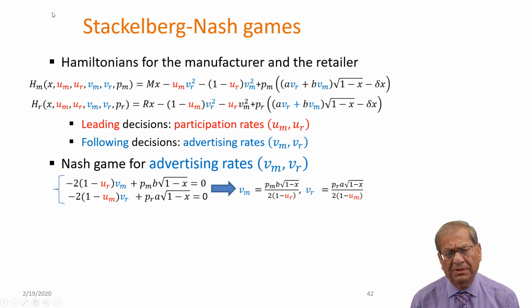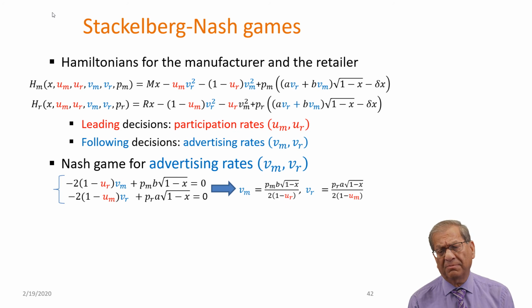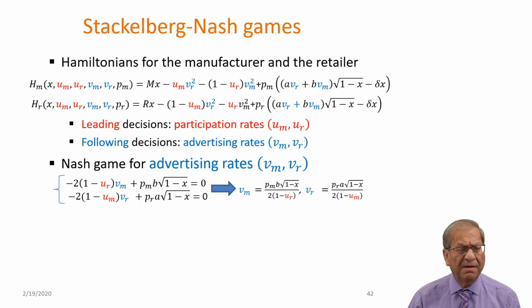Then we define the Hamiltonian, because we are going to solve the game at the Hamiltonian level at each point in time. The Hamiltonian of the manufacturer is margin times X times the advertising cost, minus the advertising cost. So this is the integrand. And then there's an adjoint variable times the dynamics. Similarly, for the Hamiltonian for the retailer, there is an adjoint variable for the retailer called P sub R times the dynamics.